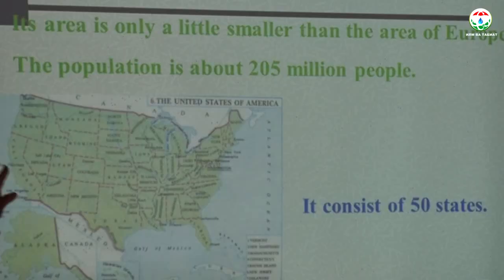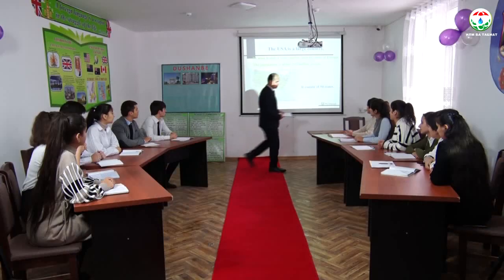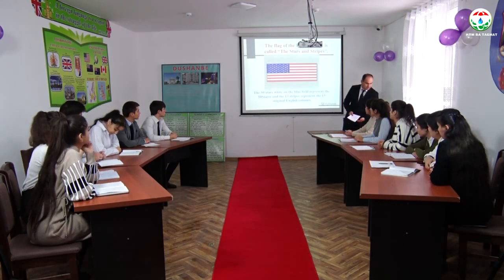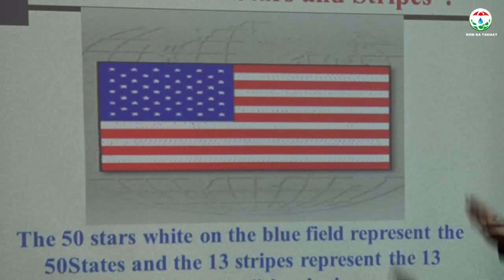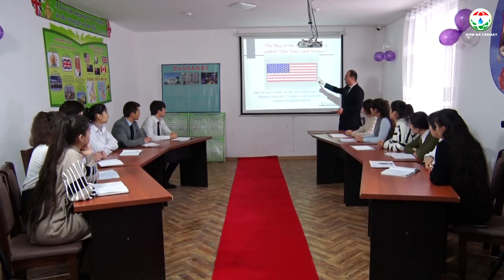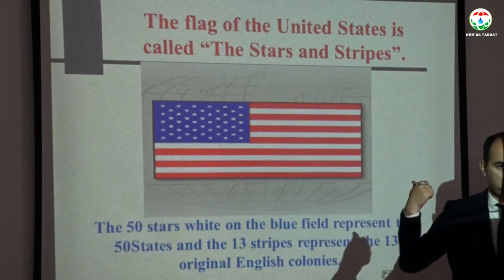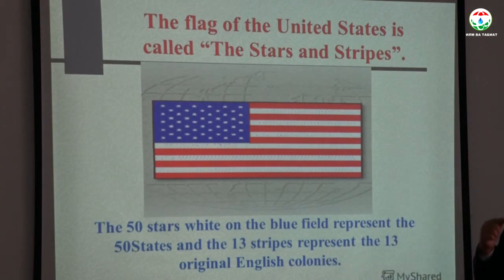380 more, 318 million people in USA. It consists of 50 states. Next, the flag of the United States is called the Stars and Stripes. We see stars and stripes. The stars mean the states, but the stripes, you can count them. How many stripes? 13. Yes, 13 stripes represent the 13 original English colonies.